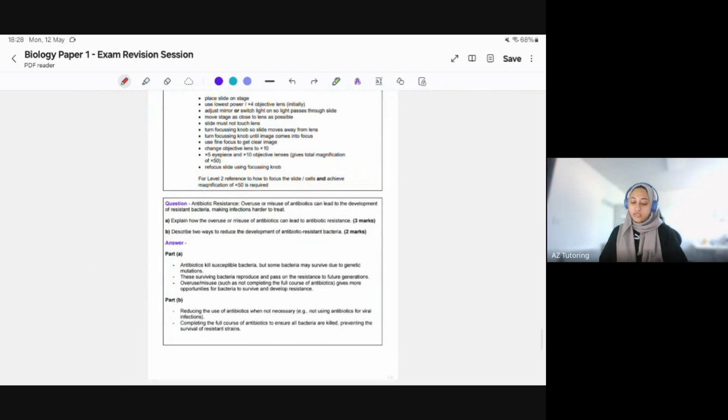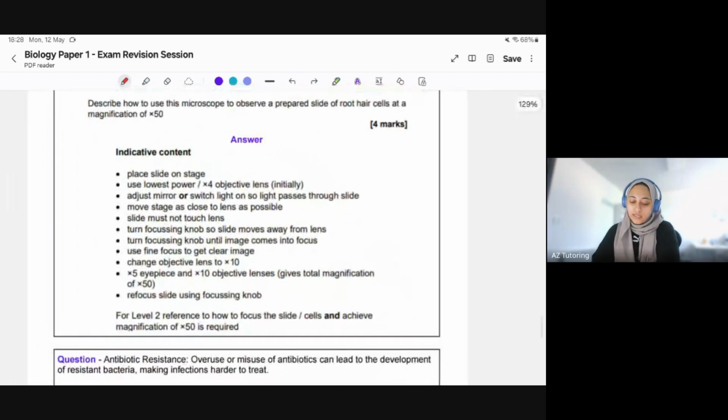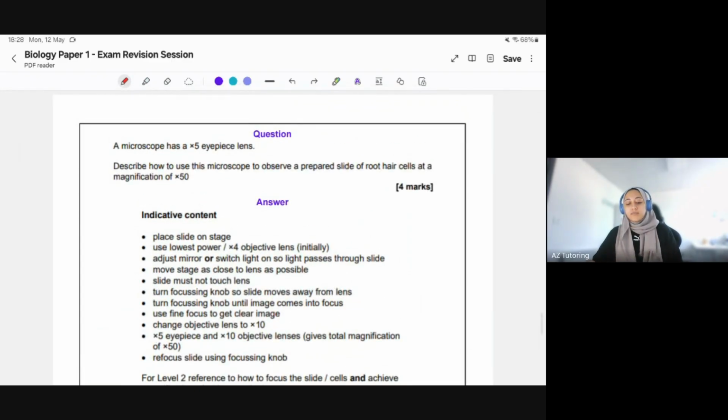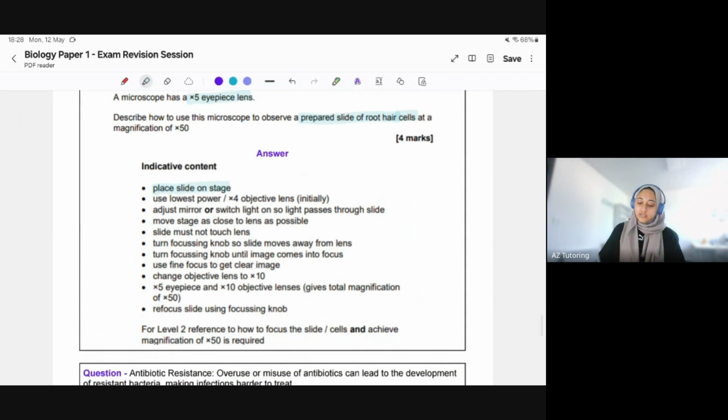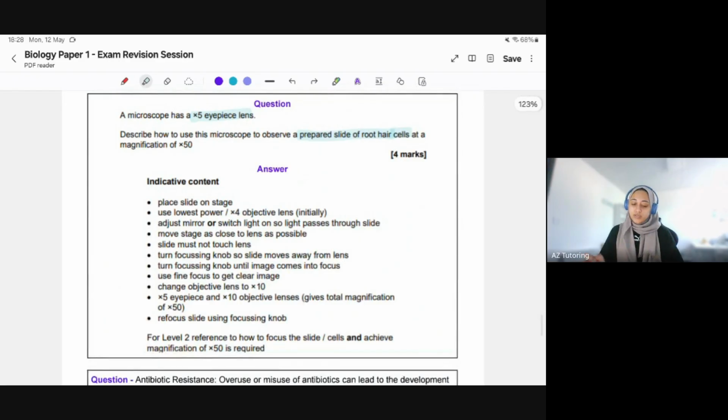Just for the last 5 minutes, I just want to quickly speak about these two questions here. I've already written the mark schemes here. So the question says a microscope has a 5 times eyepiece lens. So they've told you this in the question. Describe how to use this microscope to observe a prepared slide of root hair cells at a magnification of 50. So in the question, they've already told you the root hair cells are prepared already. So if you wrote anything about how to prepare the slide, you wouldn't have got any marks, because you can just see it just says place. This is the mark scheme. It already says just place a slide on the stage. So that's where a lot of people lost marks with this one.